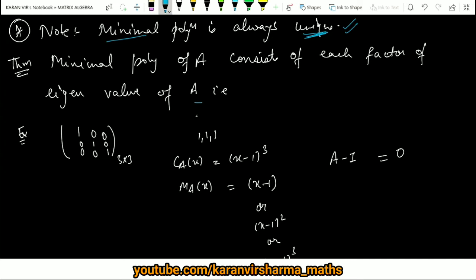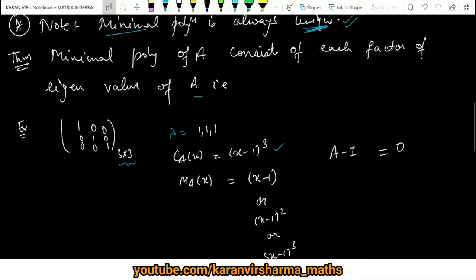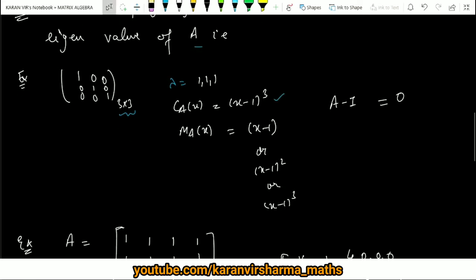For example, if we have a 3 cross 3 matrix in this case, you can easily write down the eigenvalues. The eigenvalues are 1, 1 and 1, and the characteristic polynomial corresponding to this will be (x minus 1) whole cube. Now if we are asked to calculate the minimal polynomial, it can be x minus 1 or (x minus 1) square or (x minus 1) cube. Our task will be to calculate A minus I. If this is satisfied, we'll say this is the minimal polynomial. If this is not satisfied, then we'll move on to the second case.